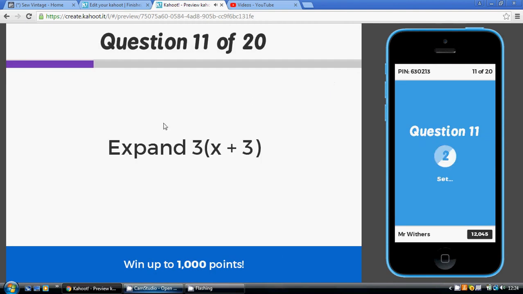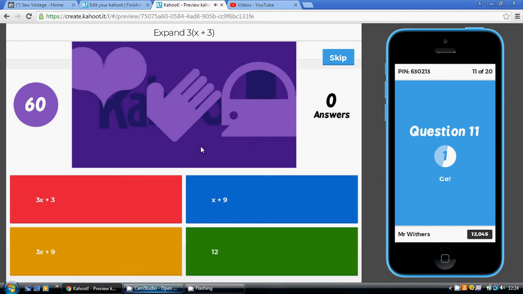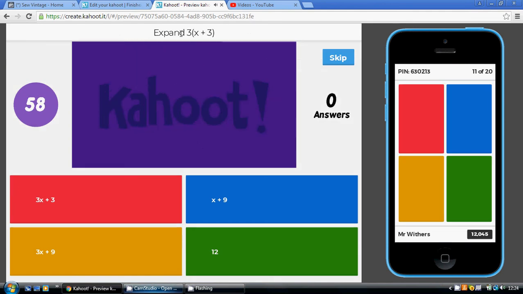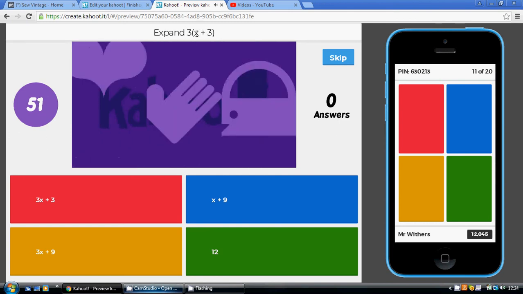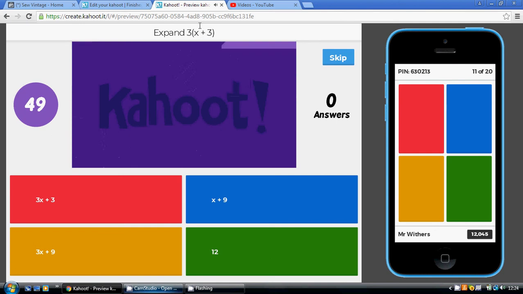Now, remember what expand means. It's getting rid of the brackets, so you do the claw. So you're going to do 3 times x to start with, and then secondly, 3 times plus 3. So 3 times x is 3x, 3 times plus 3 is plus 9. So it's 3x plus 9, the gold answer.